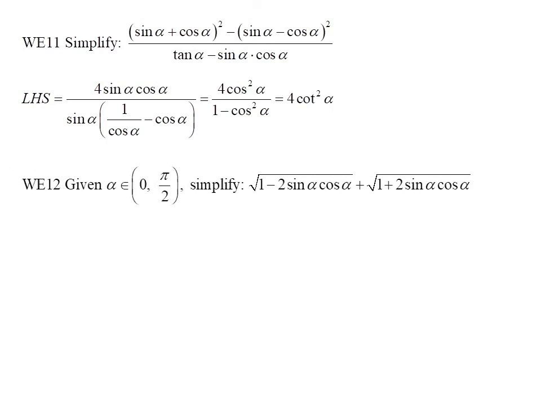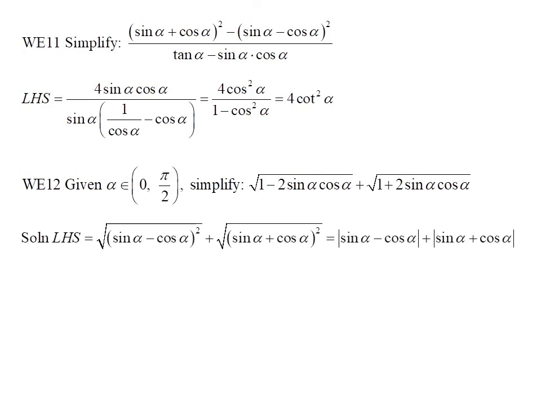Example 12 is to simplify a trigonometry expression given that the angle alpha is between 0 and pi over 2. The initial observation helps us to find the expressions inside both square roots are complete squares. Hence, the original expression is simplified to the modulus of sine alpha minus cosine alpha plus the modulus of sine alpha plus cosine alpha. At this point, we need to discuss the value range of the angle to further simplify the expression.